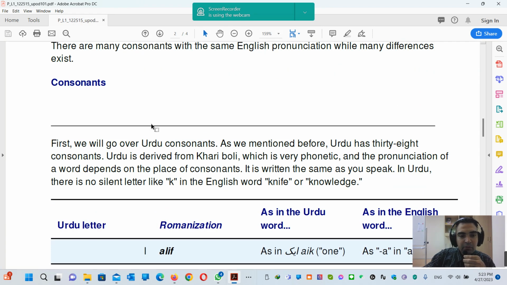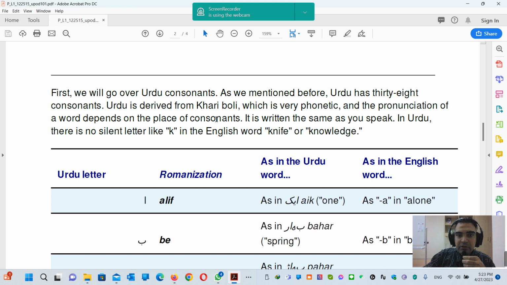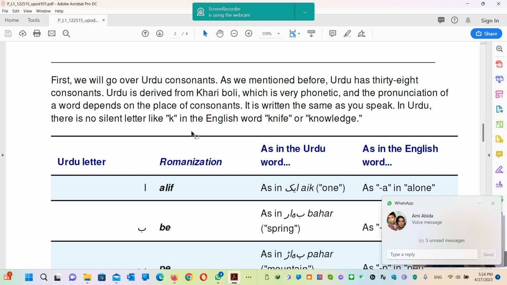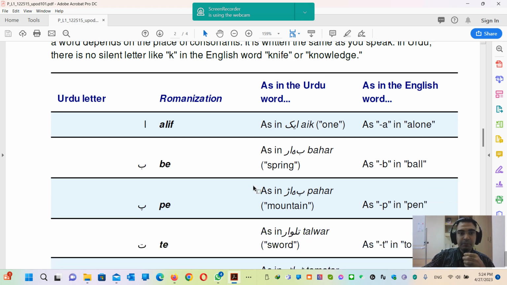So first we will go through Urdu consonants, as we mentioned before. Urdu has 38 consonants. Urdu is derived from Khari Boli, which is very phonetic, and the pronunciation of a word depends on the place of consonants overall. So it's written just the same as you speak in Urdu. There is no silent letter like the K in the English words knife or knowledge. So it's a bit different.